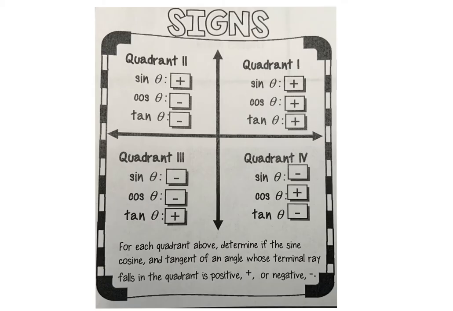The signs here, and by this I mean S-I-G-N-S, not S-I-N-E, all right? Signs meaning positives and negatives. We've talked about the sine and cosine, the x and y values. So in the first quadrant, your x value, which is cosine, and your y value, which is sine, will both be positive. Let's talk about what tangent is, all right?